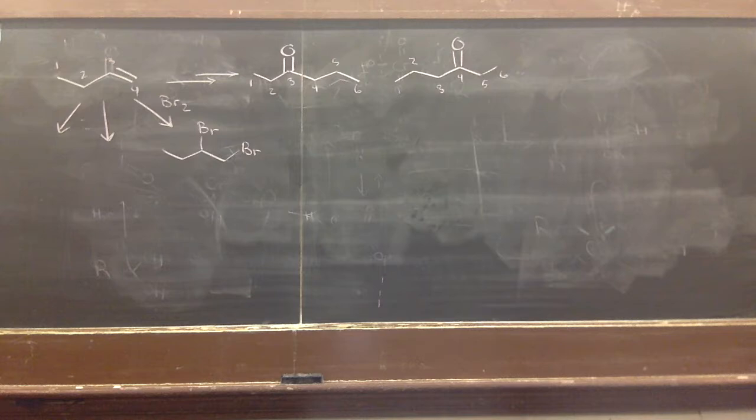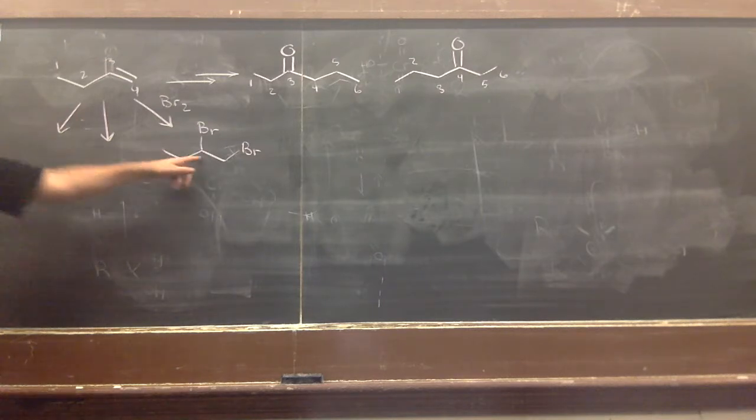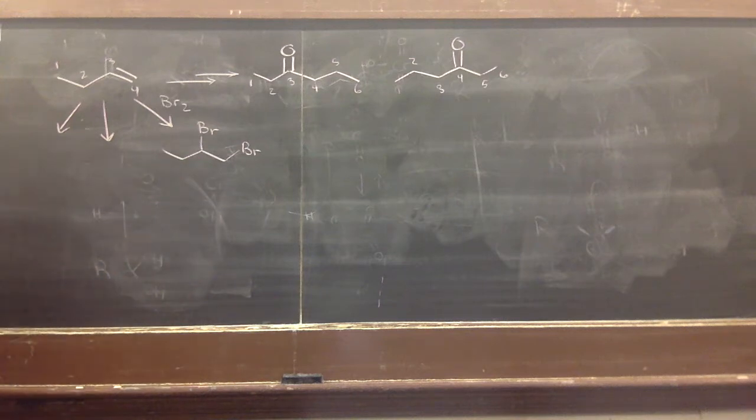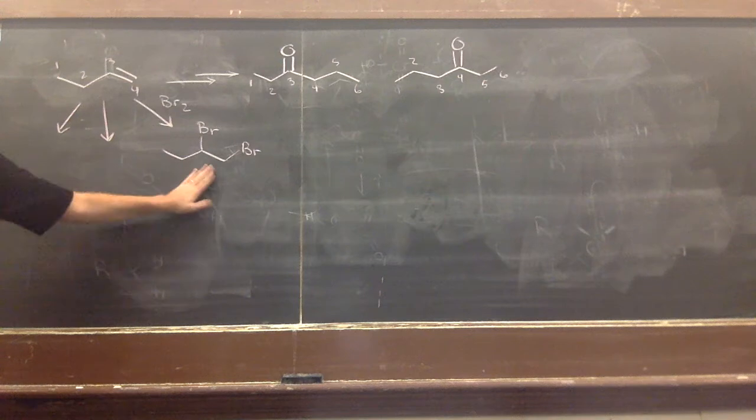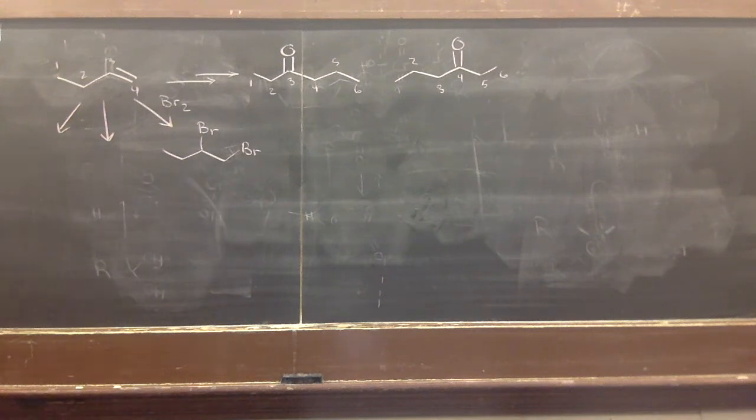I'm not showing any stereochemistry here. There's stereochemistry here, but again, we're not doing asymmetric catalysis, so we get a racemate, a mixture of enantiomers. So that's certainly one reaction that we can do on alkenes. What's another reaction?